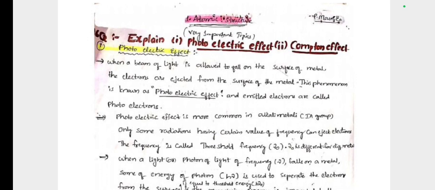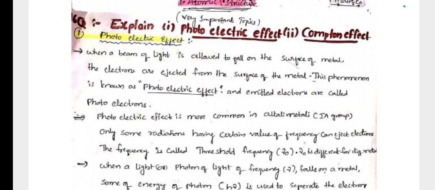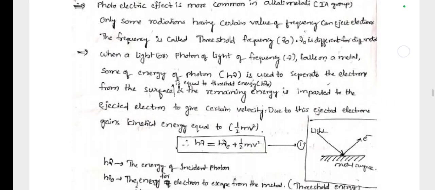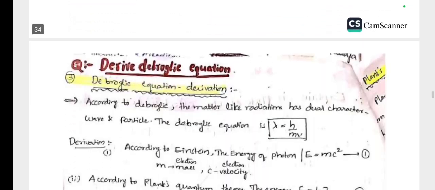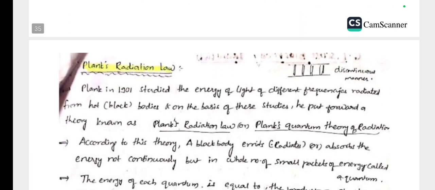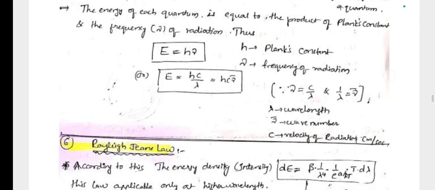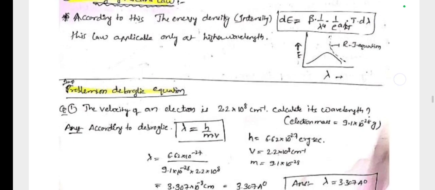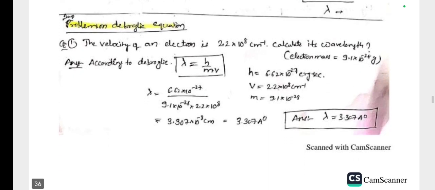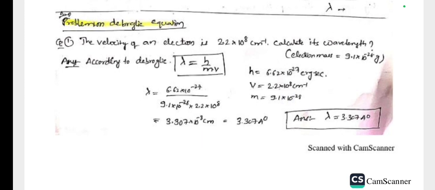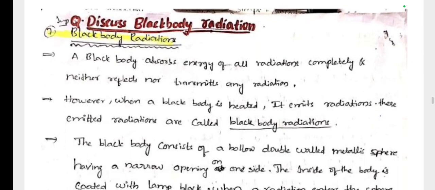Next, physical chemistry. First complete atomic structure, all topics. All topics are easy, intermediate topics. So that's why complete all of this. Photoelectric effect, Compton effect, de Broglie equation. Remember that equation. Heisenberg uncertainty, we all know. Planck's radiation law, Rayleigh's law. At least remember the equation. And one problem, de Broglie equation: lambda is equal to h by mv. Remember that one.